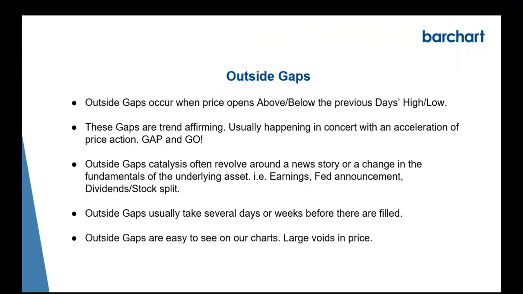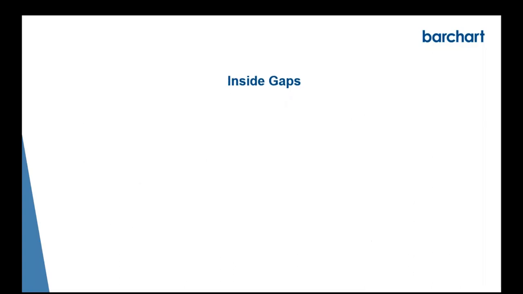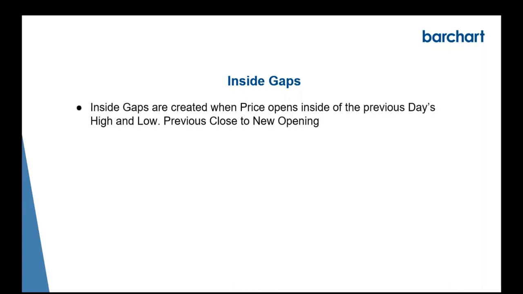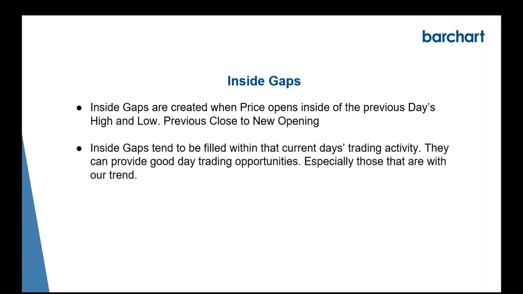All right, outside gaps are really easy to see, right? There are these large voids in our charts, so they're very easy for us to pick up on. But let's talk about inside gaps, all right? An inside gap is created when price opens inside of the previous day's high or low, right? The previous day's close to the new day's opening. Inside gaps tend to be filled within that current day's trading activity, and they can provide really good day trading opportunities, especially those that are with our trend.